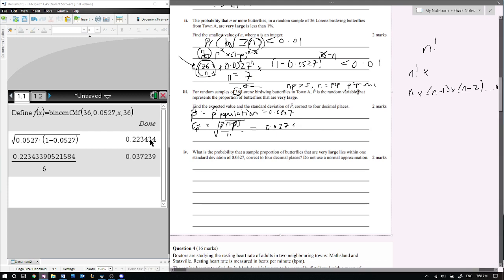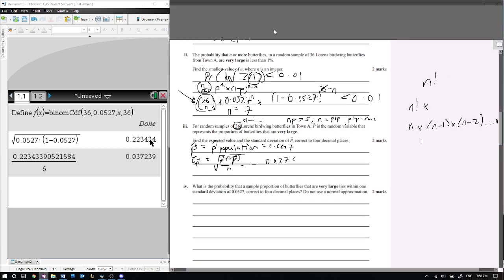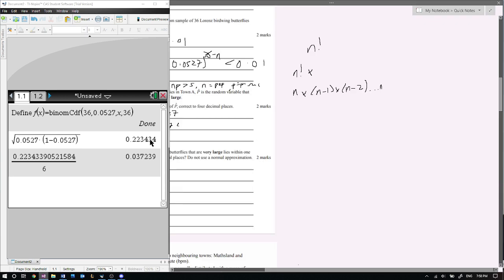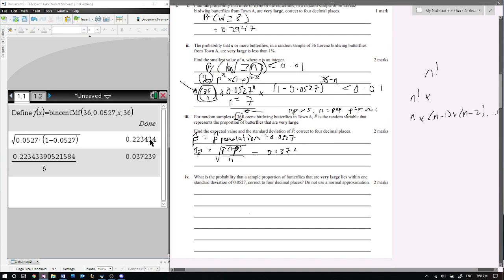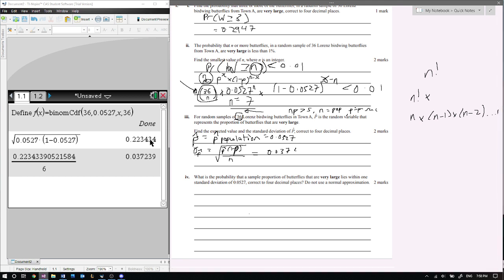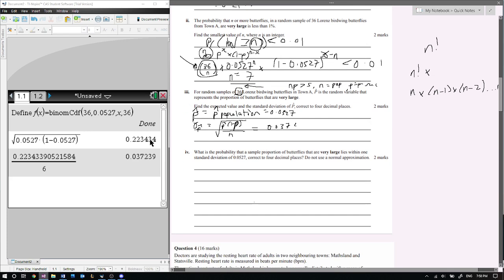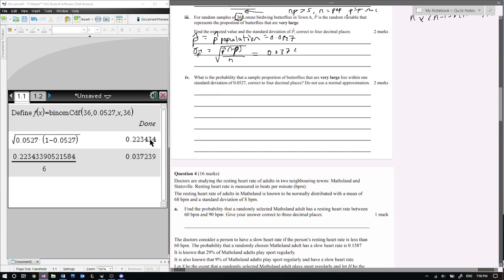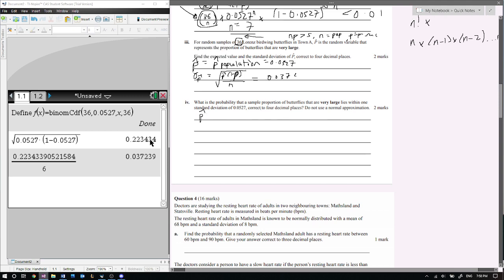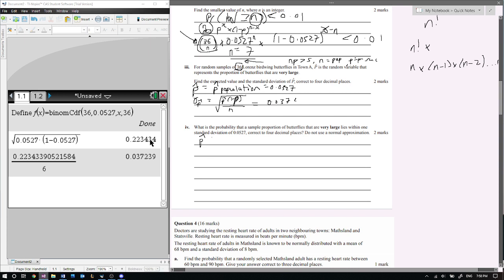Okay. So from the question here, when faced with very large word questions like this, you want to just try and lay it out. Try and convert all that chunk of text into some mathematical symbols that you know how to work with. If there's anything to take away from that, just set out all the things that you know first of all. So a sample proportion of butterflies that lies within one standard deviation of 0.0527. Because we know that our standard deviation is equal to that, that's kind of asking that.